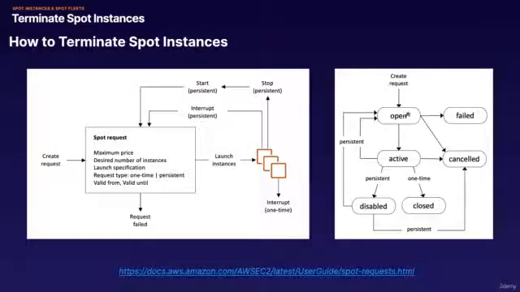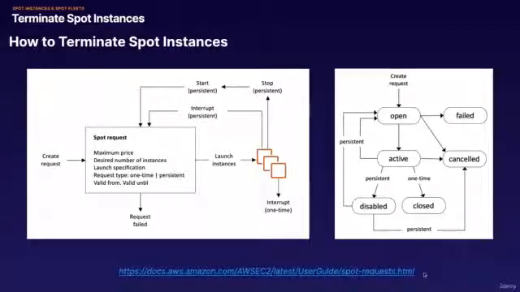We create our request, it's open, and then it can either fail, it could be cancelled, or it could be active. And if it's active, we've got persistent or we've got one time. If it's just one time, it's just going to launch these instances one time, and as soon as the spot price goes above your maximum price, it's closed off, so you no longer have a spot request open. But if it's persistent, it's just going to be disabled, and then it's going to come all the way back to here as an open request, and then once the spot price goes below your maximum price, it's going to relaunch those instances.